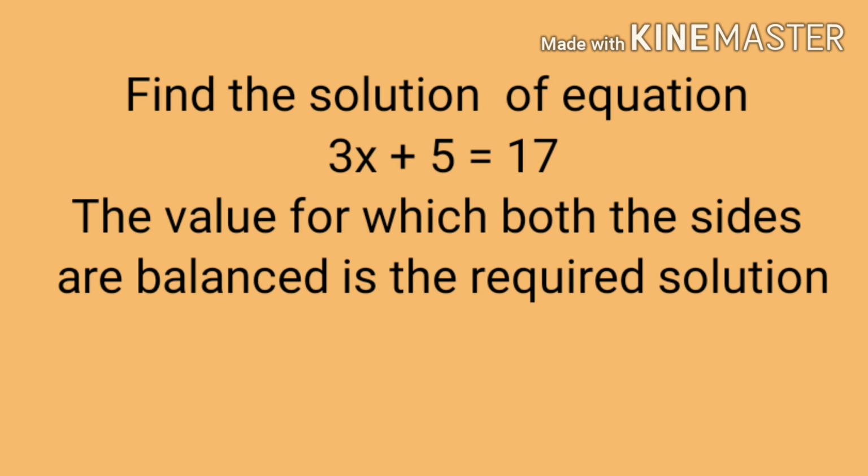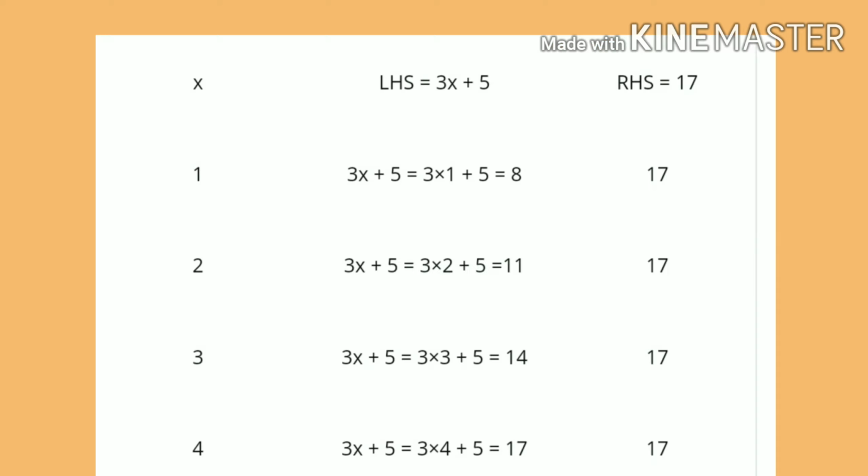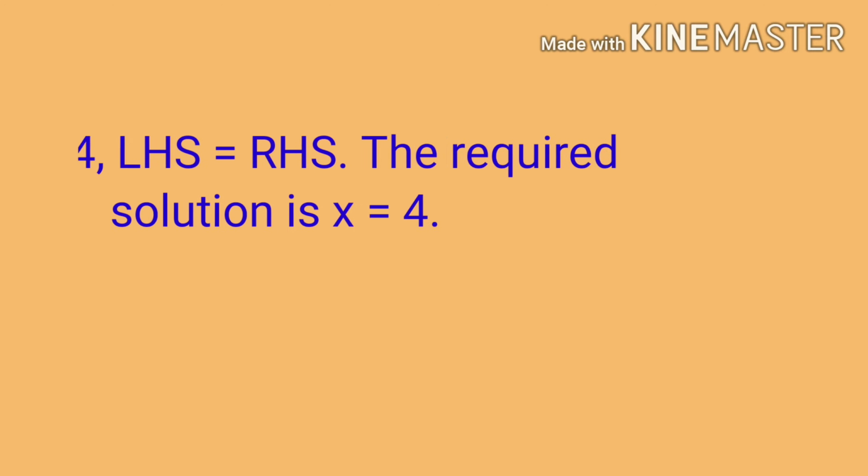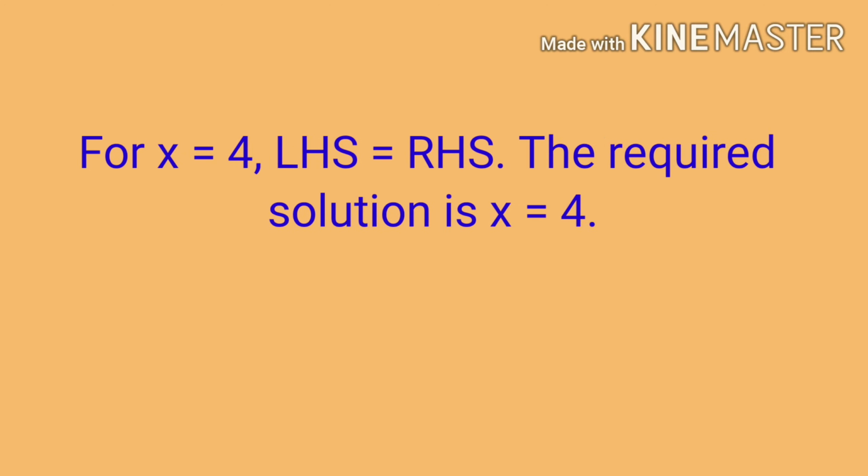Find the solution of the equation 3x plus 5 equal to 17. The value for which both sides are balanced is the required solution. In this table, put the values of x as 1, 2, 3, 4, and see where LHS equals RHS. At x equal to 4, LHS equals RHS. So the required solution is x equal to 4.